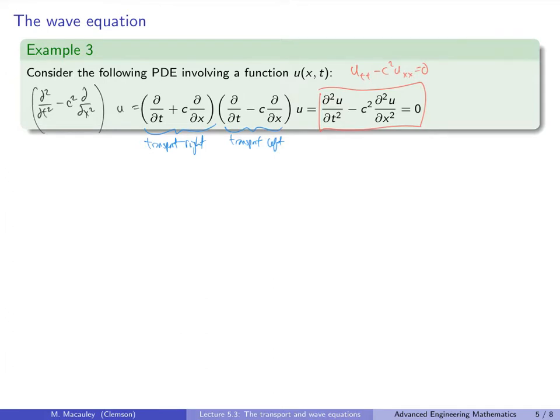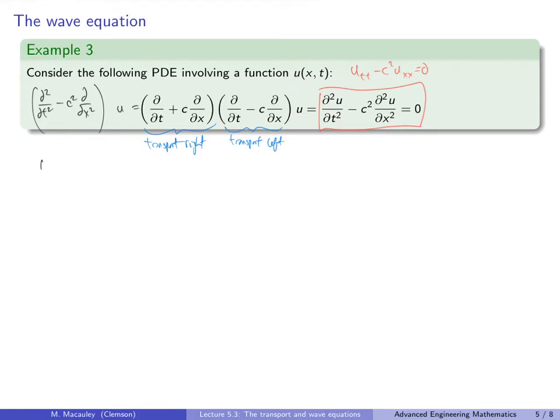So what's in the kernel of this differential operator? Well, it's things that are in the kernel of this one or in the kernel of this one. In other words, we apply this differential operator to the function, and then we apply that one. So if either of these kills u, then u is in the kernel of this.